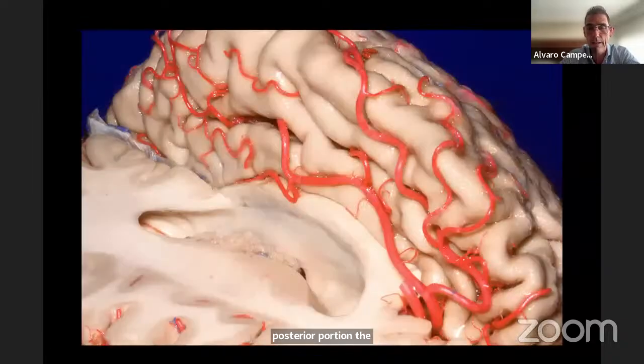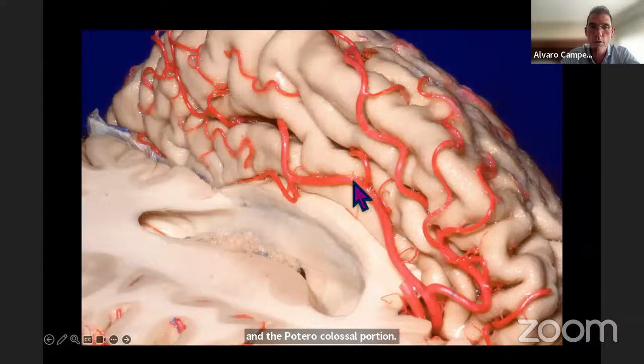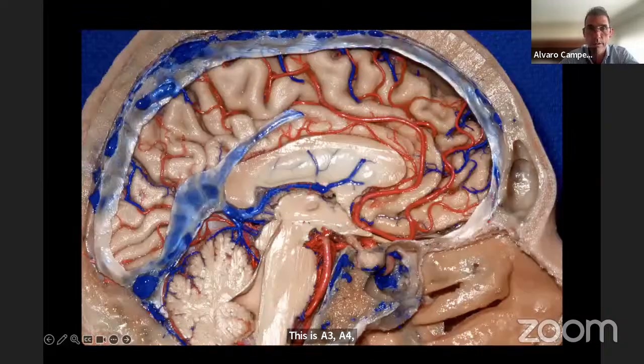This is another view on the left side. This is the ventricles. We cut the brain on the right side, so we can see here the precallosal portion, the supracallosal portion, and the posterior callosal portion. This is A3, A4, and A5. It's important to remember this.